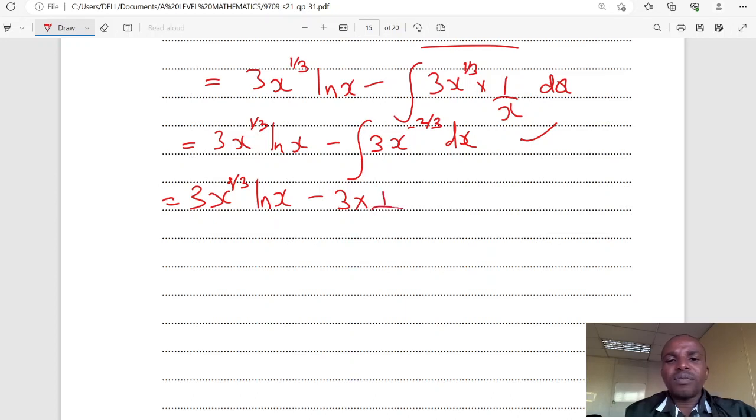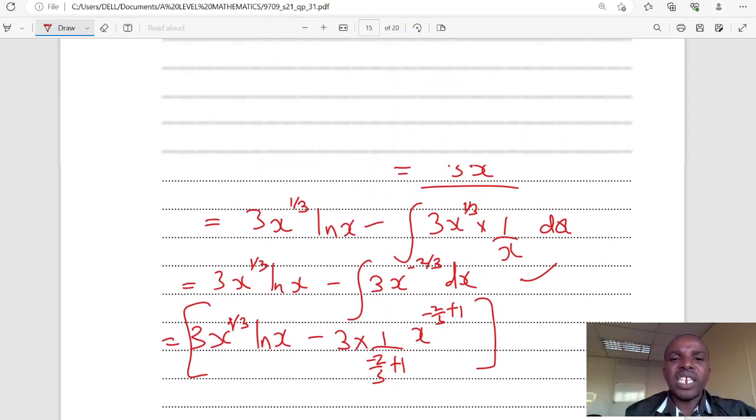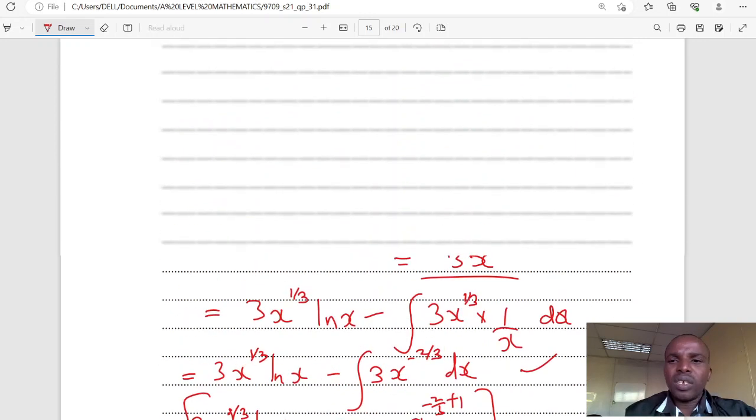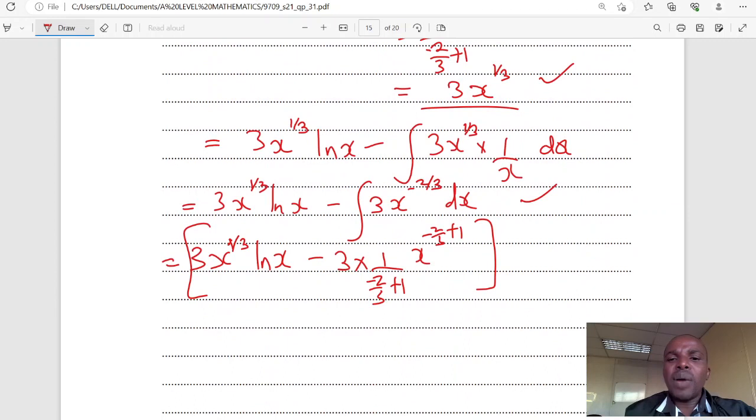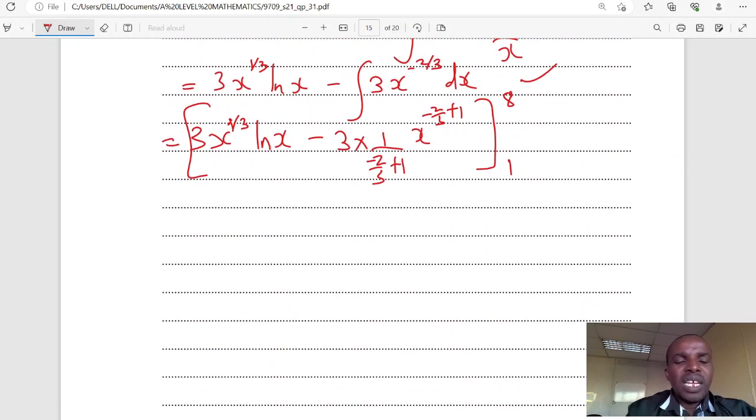Then times, on this part, I can say 1 over minus 2 over 3 plus 1, then x to the power minus 2 over 3 plus 1. Then there are limits, so I don't have to put constants. The limits are 8 and 1. So the lower limit is 1, the upper limit is 8, like this. Right, after that, I have to simplify this part.